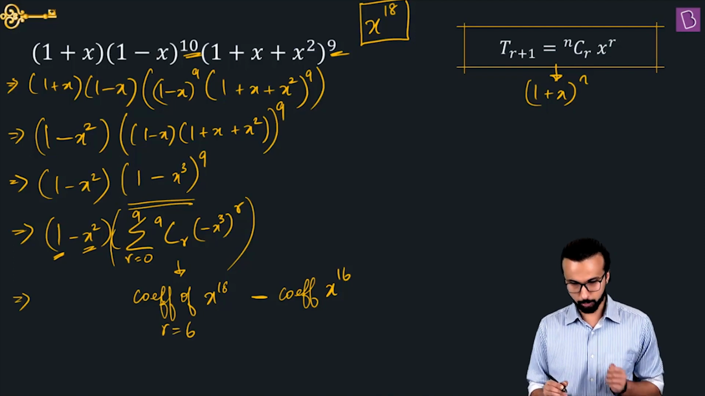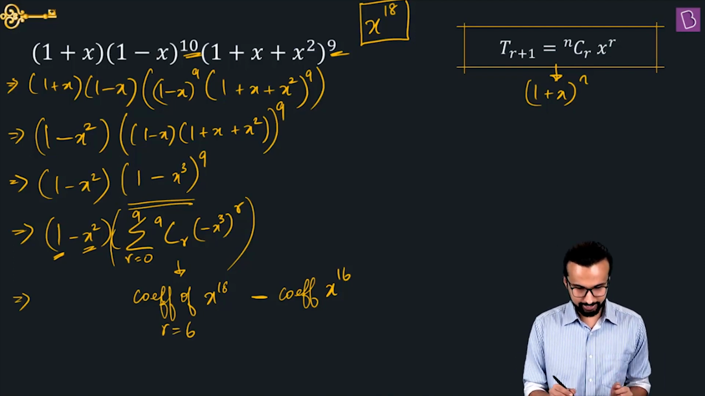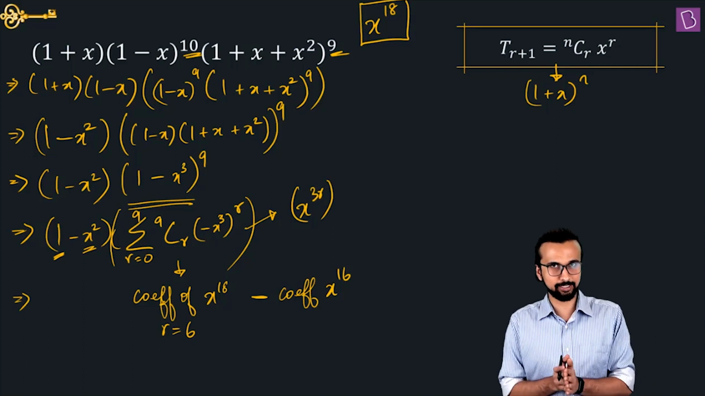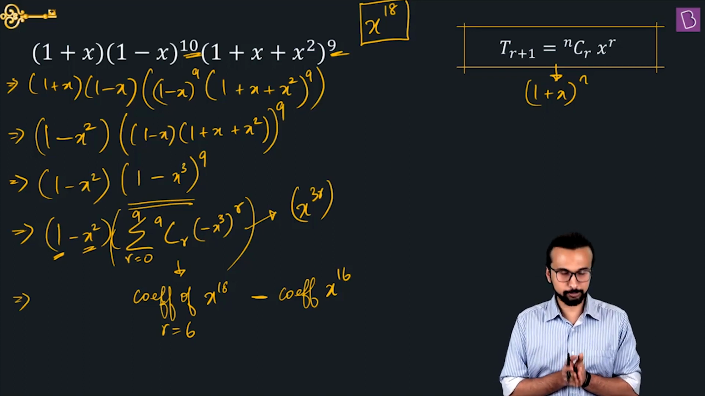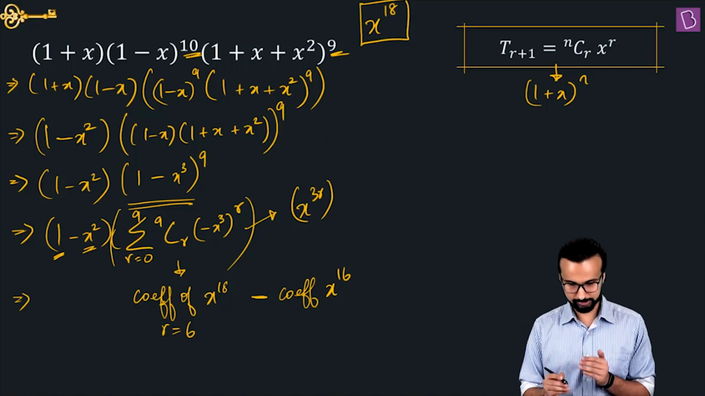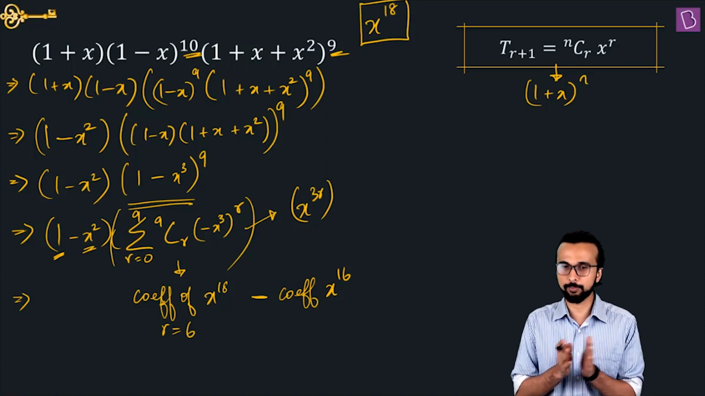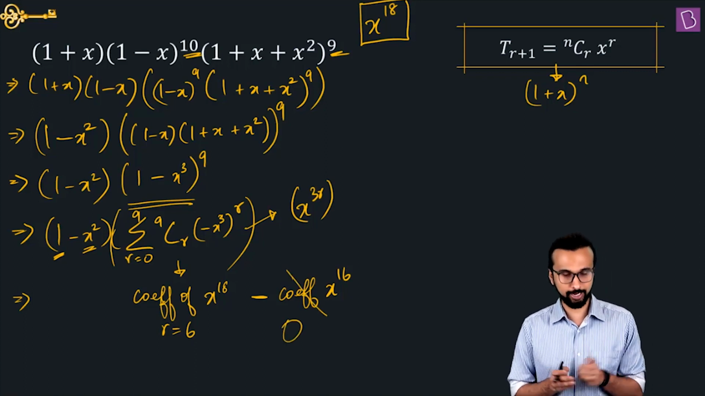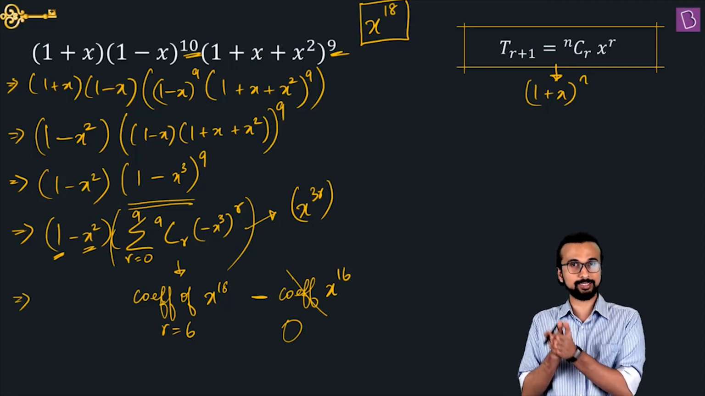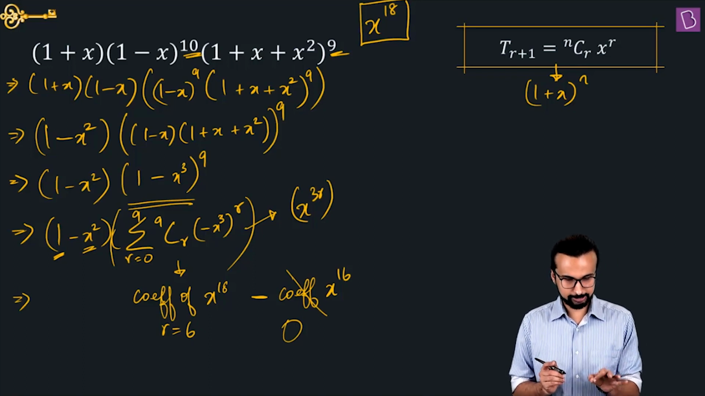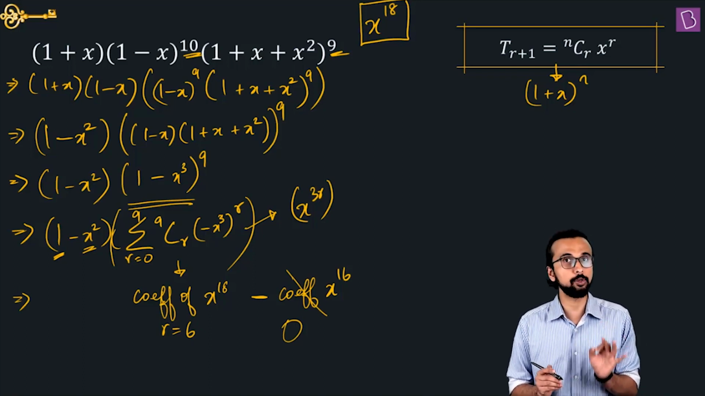Now for the coefficient of x power 16, each term will have x raised to 3r. Since r is an integer between 0 and 9, the power of x will have to be a multiple of 3. 16 is not a multiple of 3, hence the coefficient of x power 16 becomes 0. It won't be there inside 1 minus x cube raised to 9. So I'm just looking for the coefficient of x power 18 here, and I'm simply going to put r equal to 6.